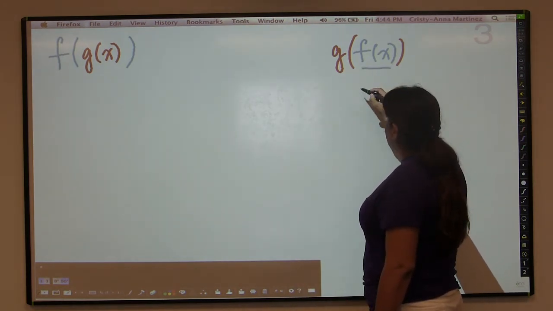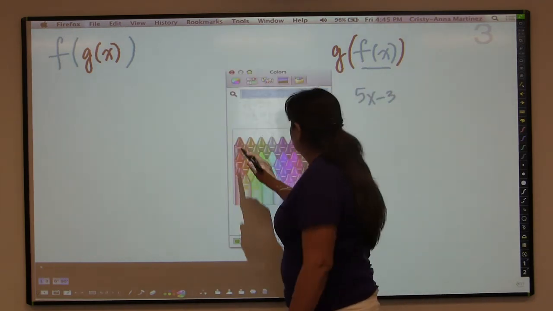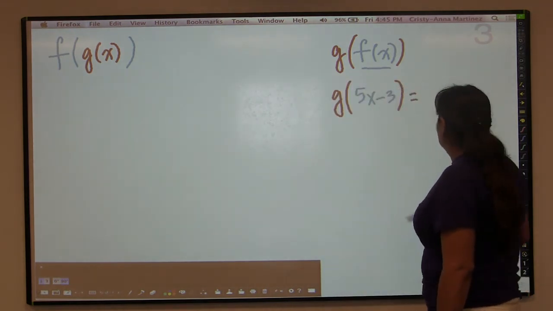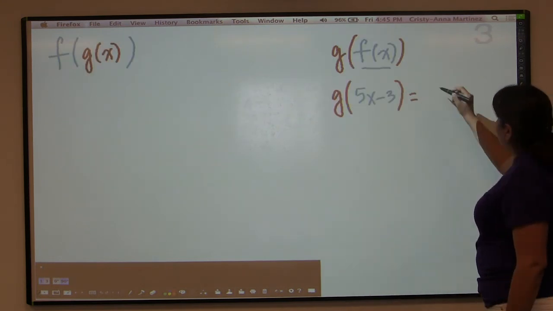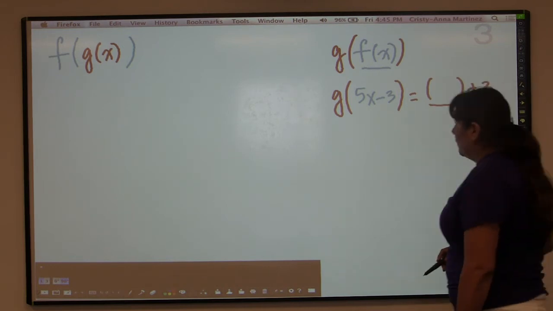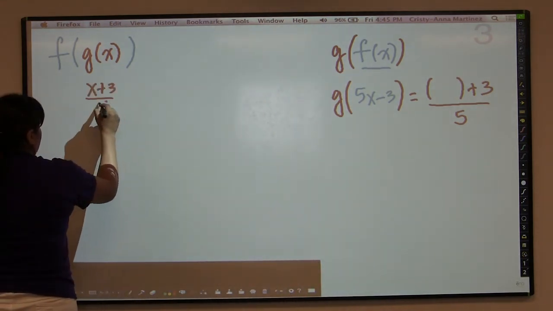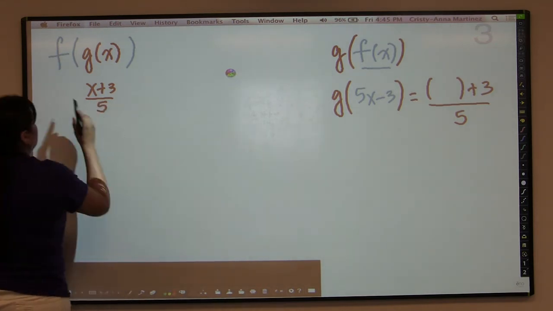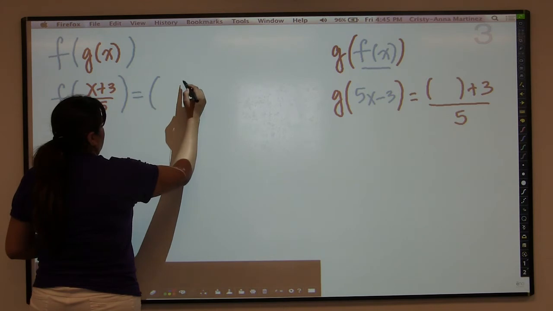And we know that f of x is 5x minus 3. So we can write that as g of 5x minus 3. And the g function, you'll remember, was x plus 3 divided by 5. x plus 3 divided by 5. Okay? So over here we're going to do x plus 3 divided by 5. And this one was 5x minus 3.